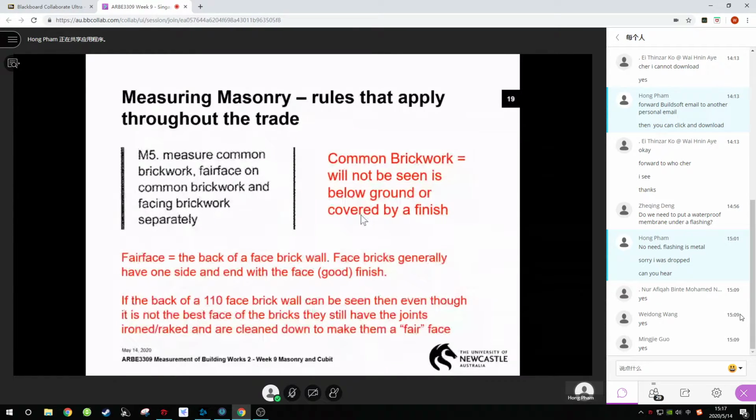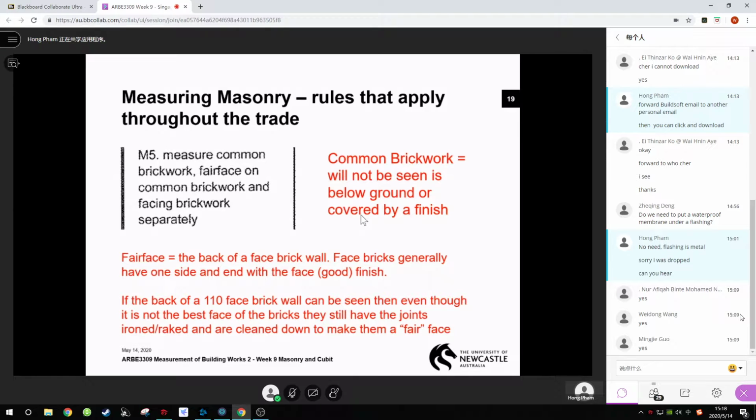Okay, for number 5, remember I told you there's a different kind of brick. We got common brick, we got face brick. So common brick are very ugly bricks, and usually common bricks are meant to be covered with finishes or plastering. But somehow people want to use common brick because common brick is cheaper than face brick. In Singapore, guys, mostly we use common brick. The face brick is not very commonly used in Singapore. So face brick in Singapore is very expensive.